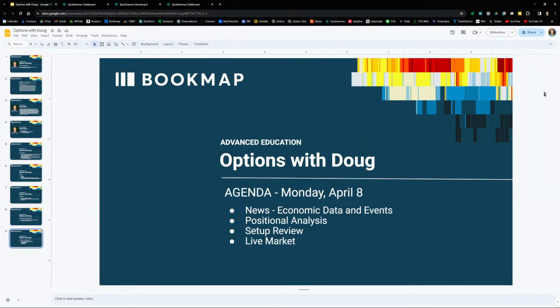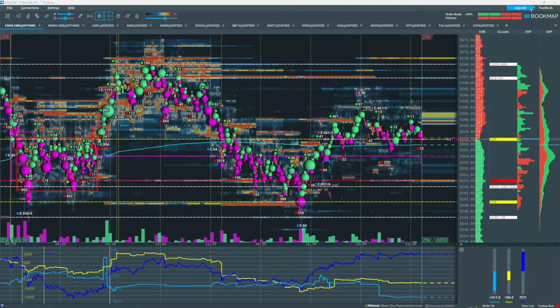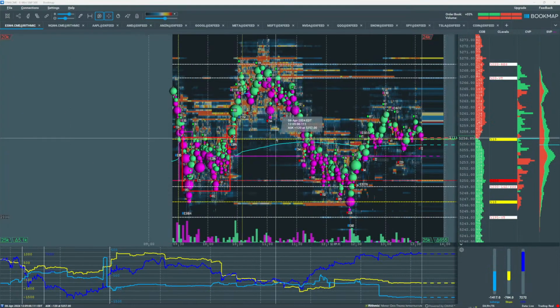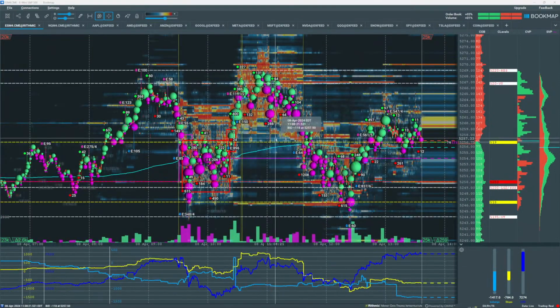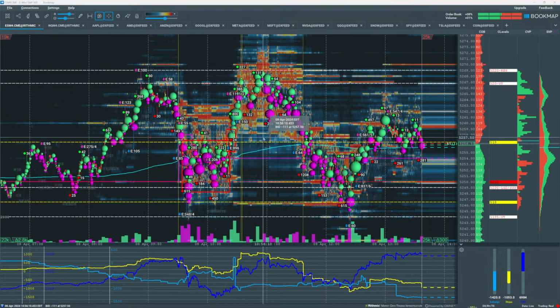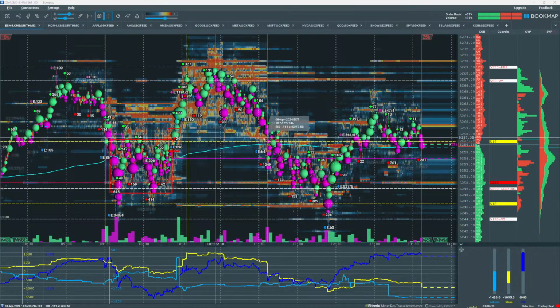All right, let's move on to positional analysis now. I'm going to start with the S&P 500. This is the ES futures in Bookmap. Before I take a closer look at this chart, I want to take a look at a higher time frame. I'm going to go to the underlying index.